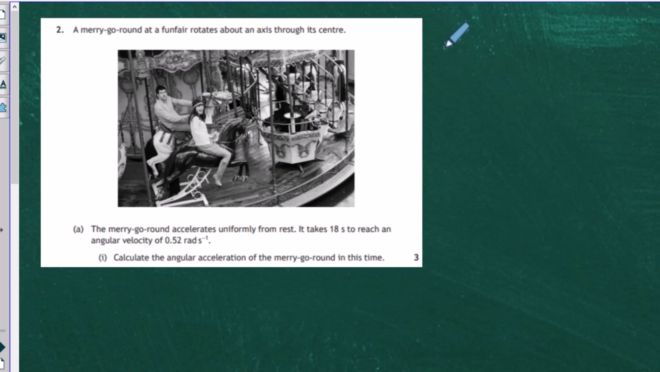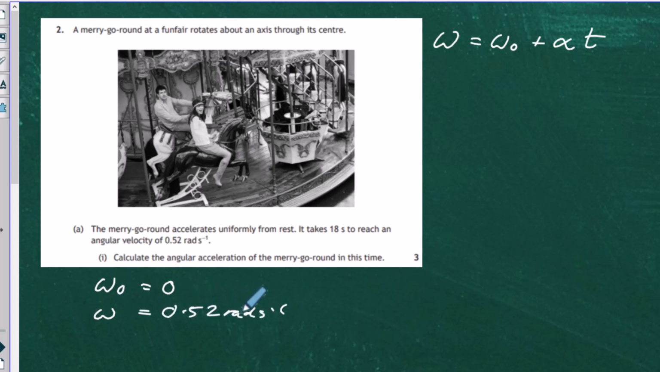Well, we look up our data sheet. We know that the final angular velocity omega is equal to the initial angular velocity plus the angular acceleration times t. Very similar to the equation in linear kinematics, v equals u plus at. Now, we've got the following data. The initial angular velocity is 0 because it's going from rest. The final angular velocity is 0.52 radians per second. We don't know the angular acceleration, so we put a question mark there, but we do know the time was 18 seconds.